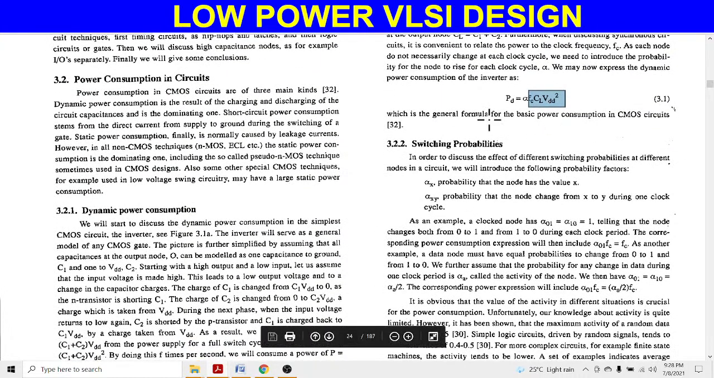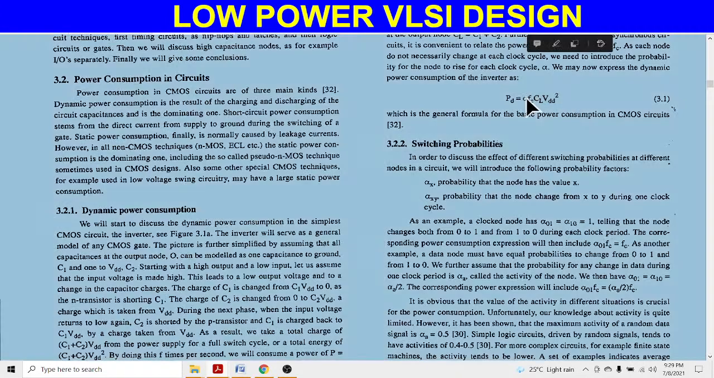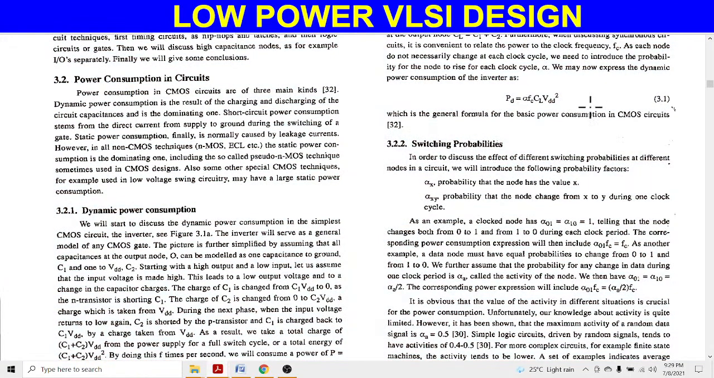Now, what is switching probability? Switching probability is alpha. This switching probability represents the change in node voltage. If we represent switching probability alpha as alpha x, it means that alpha x is the probability that the node has the value of x. And if we represent this alpha as alpha xy, it represents the probability of change of the voltage from x to y, or we can say y to x, during one clock cycle.